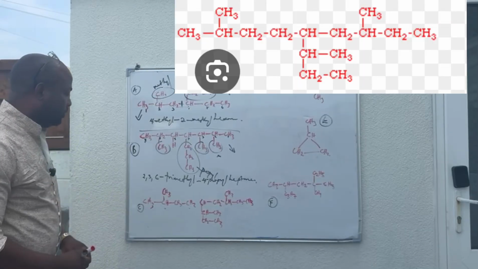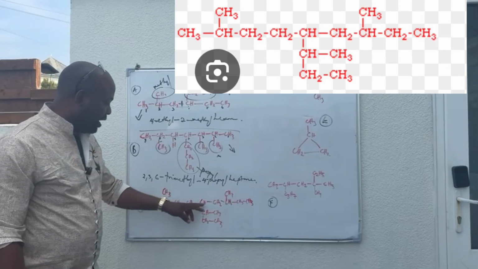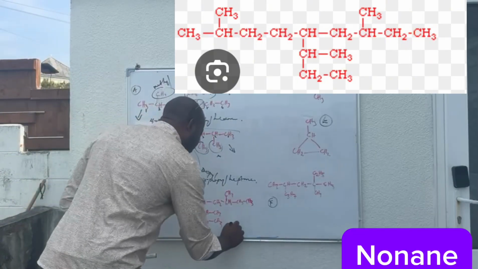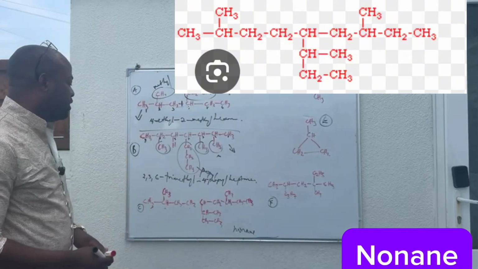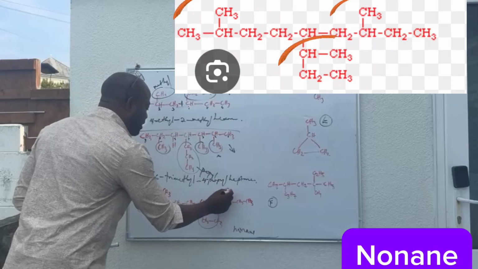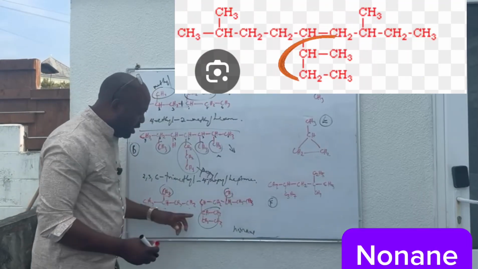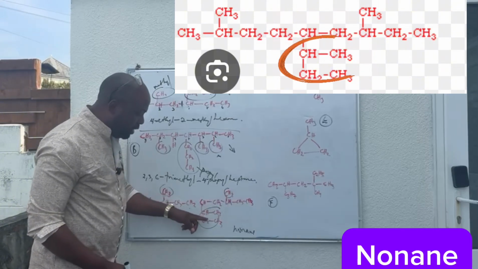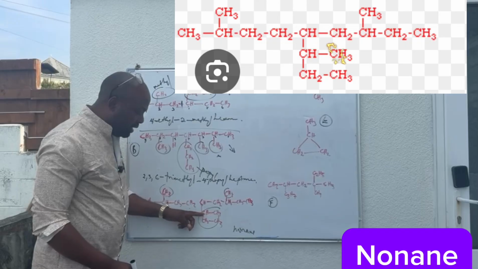The third one wins, because this third one is 1, 2, 3, 4, 5, 6, 7, 8, 9. That one is nonane. From nonane, we notice how many substituents we get. We get this substituent and this substituent. But this substituent is a bit complicated because of where the carbon atom is attached. The second side of the substituent is attached to the first side of the substituent.